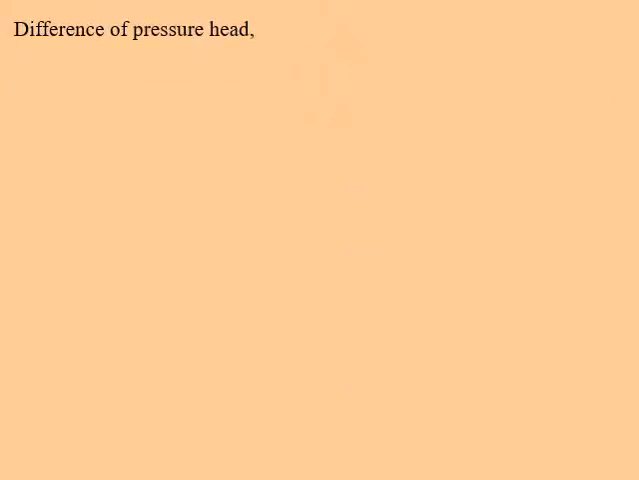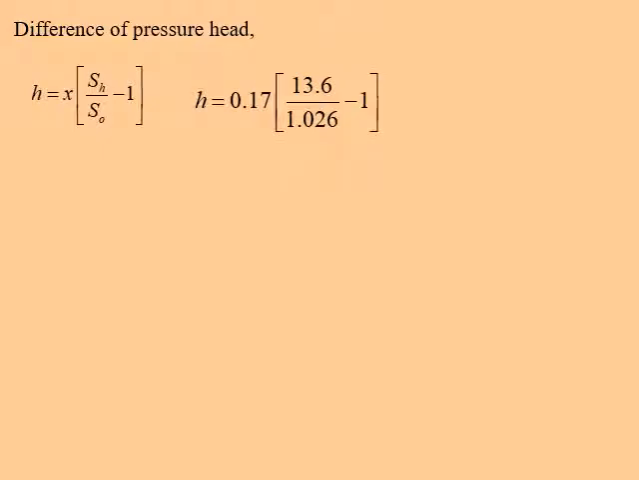So now find the difference of pressure head by using the formula h is equal to x into (S_h by S_o minus 1). The h is equal to, the x value is 0.17 meter, the specific gravity of mercury is 13.6 and the specific gravity of the sea water is 1.026, minus 1. Then the answer is h equal to 2.0834 meter of oil.